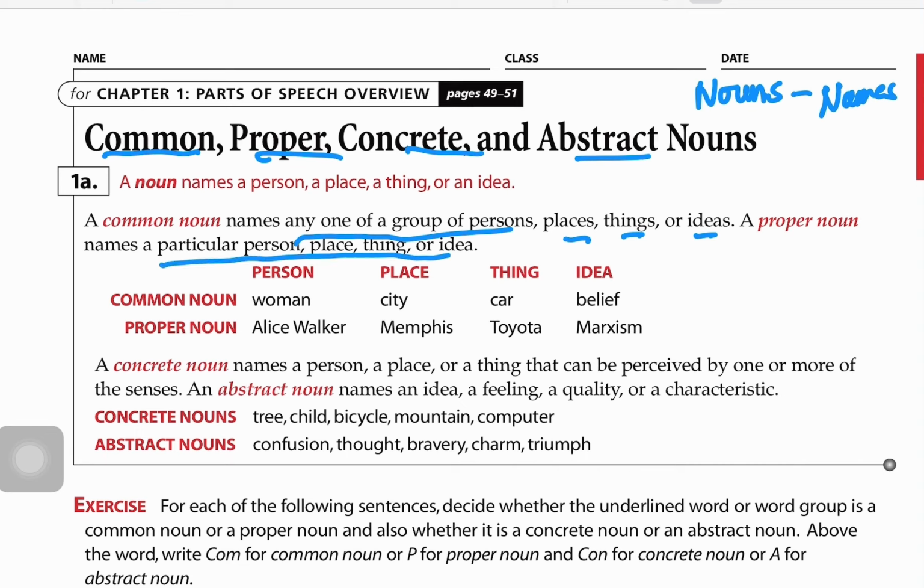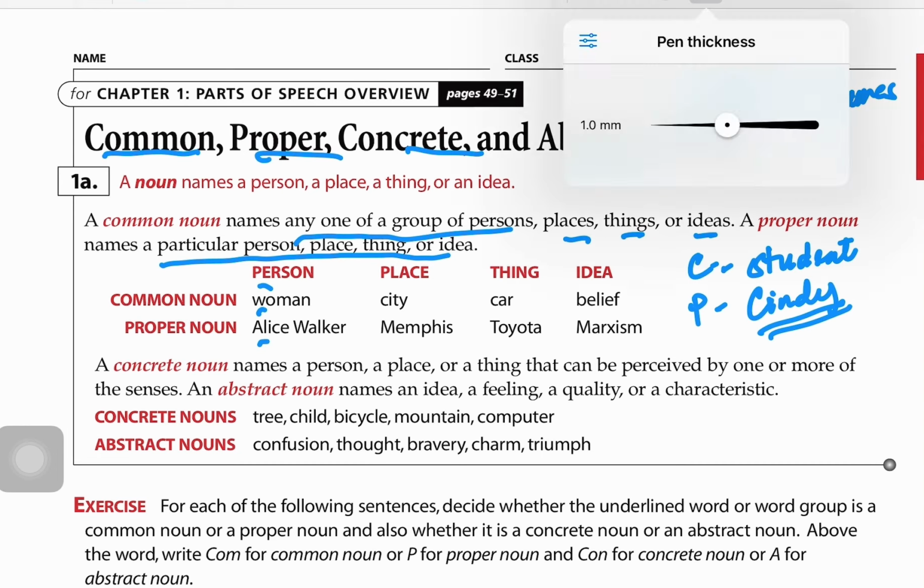So let's have an example. Common noun for a person, like, is a woman, and the proper noun is Alice Rucker. If that's a student, that is the common noun. The proper noun is your first name. Like for example, I'm a student, Cindy. Always remember, common nouns are usually not capitalized, while proper nouns are capitalized because they are names of people, places, or exact names. Their first letters have to be capitalized.